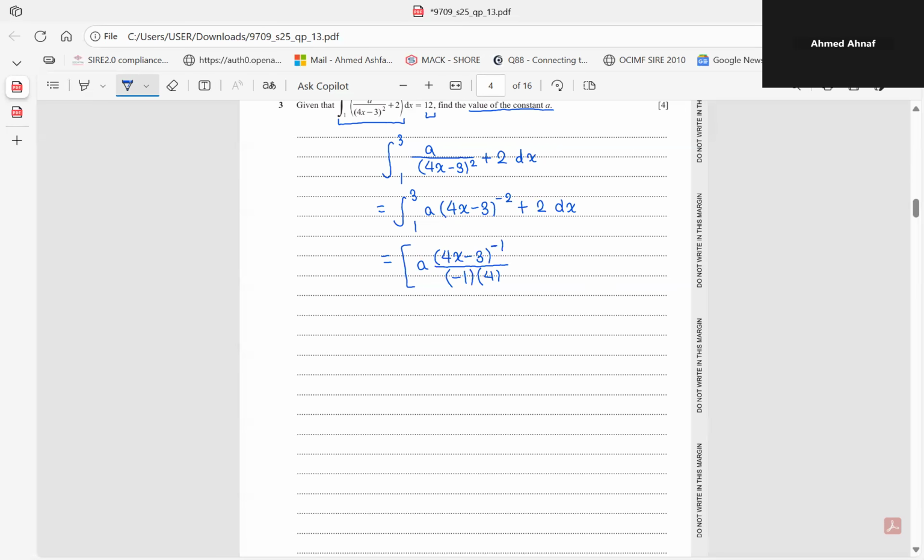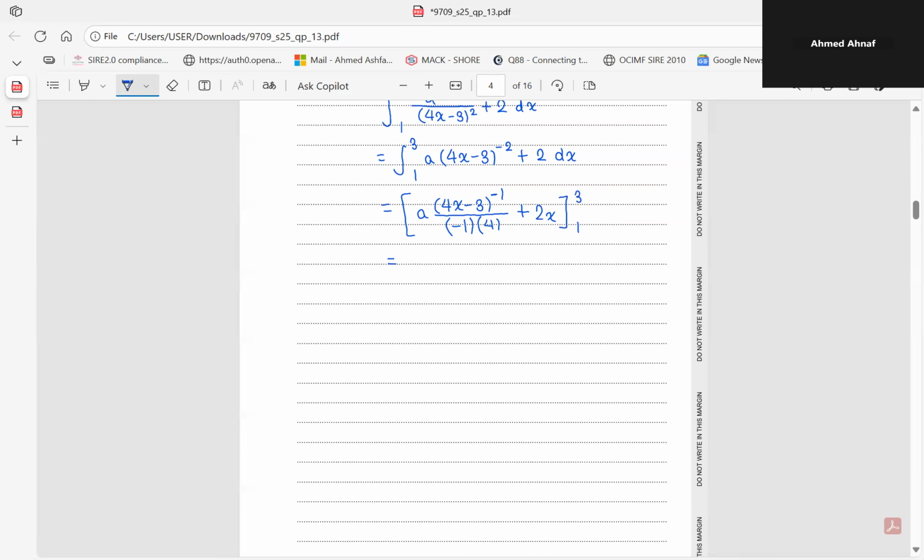Okay. All right. So that's settled. Now let's differentiate 2. So, I mean, integrate 2. So integrating 2, you'll just get 2x. Okay. All right. And now let's just put our upper and lower limits. And now let's plug in our upper and lower limits.